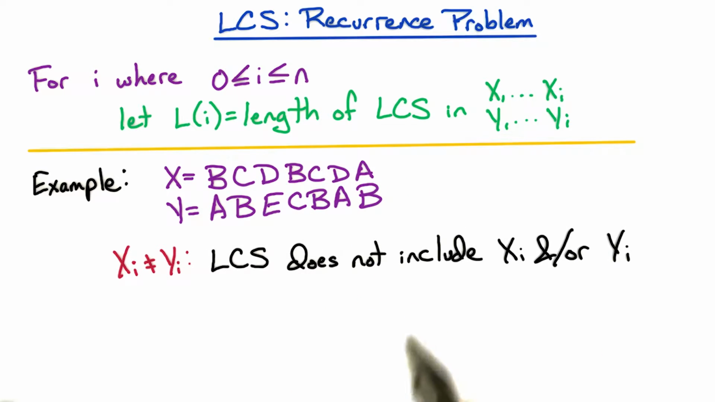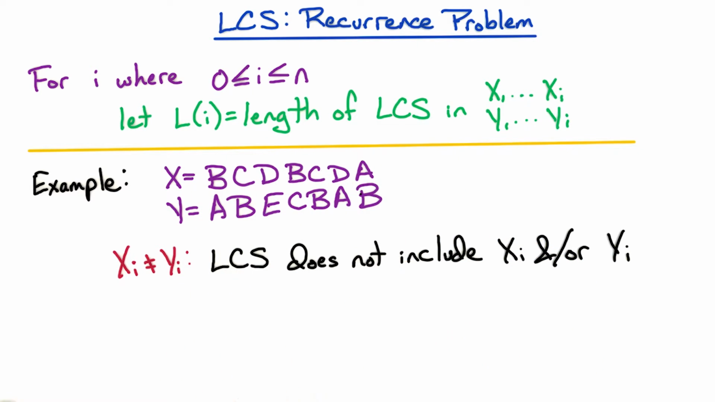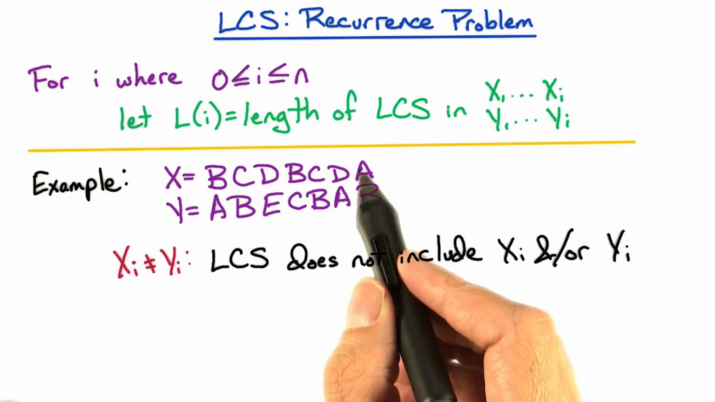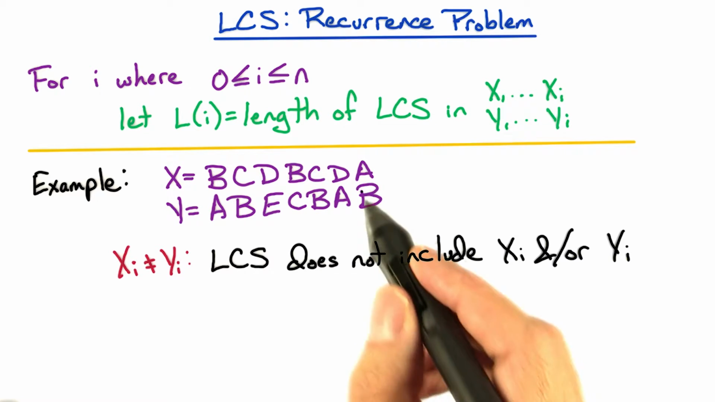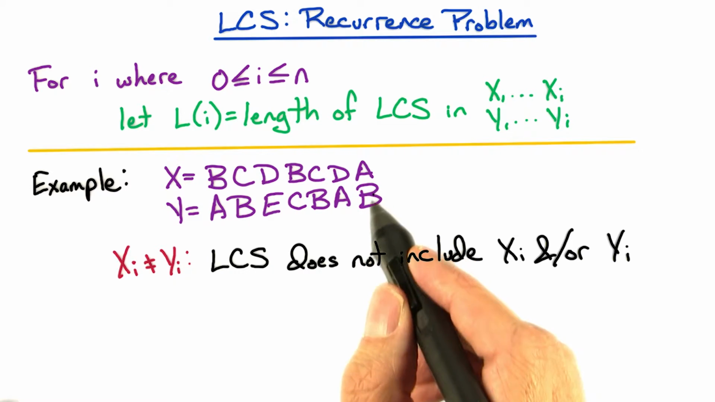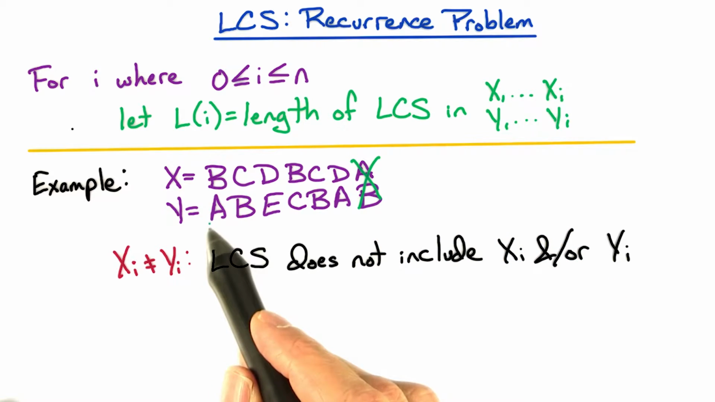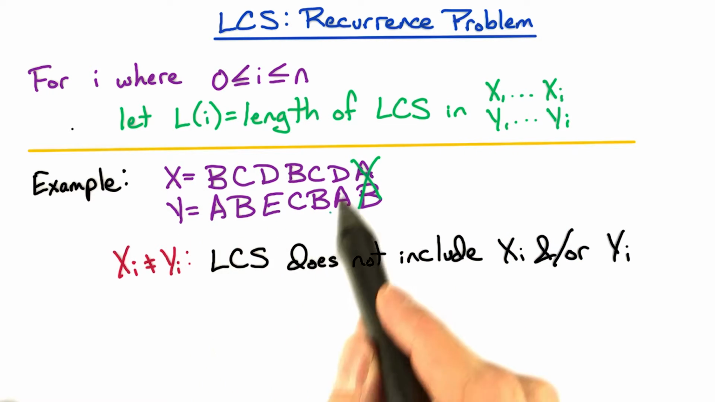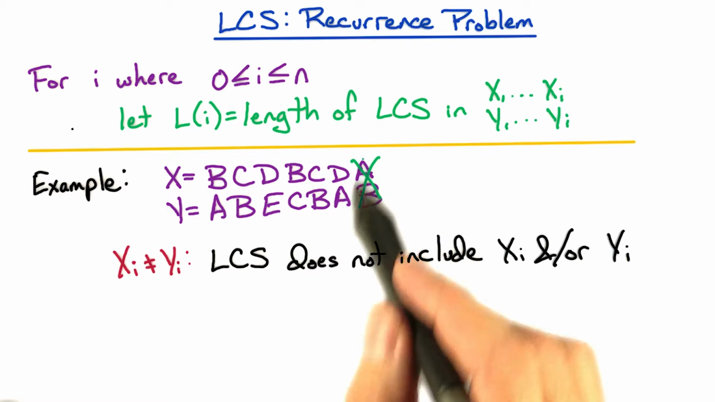The key point is that the longest common subsequence for this prefix of length i either does not include xi, or it does not include yi, or both. So either xi is dropped, or yi is dropped, or both of them are dropped. Now let's consider the three cases. If both of them are dropped, then we can simply take the longest common subsequence in this prefix of length i minus 1. So it's similar to the equal case, except we don't get this plus 1 here.